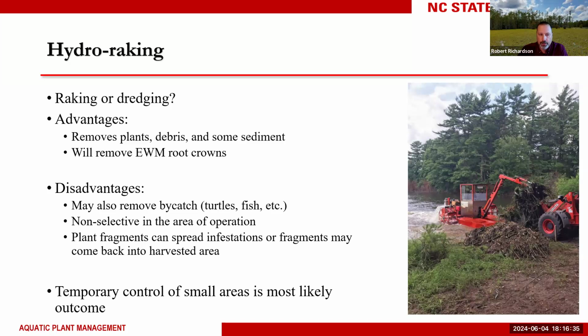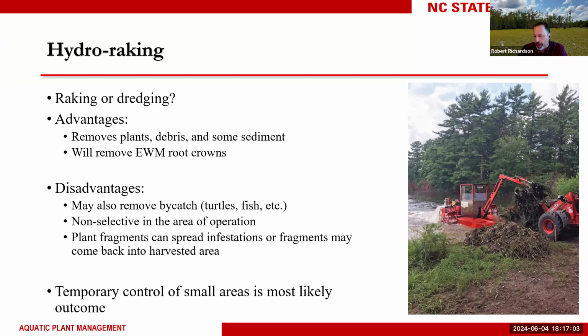So some advantages of this is that you're removing the plants, you're removing debris, and you're removing some sediment. So because you're removing that top layer of sediment, you're also going to be pulling out the Eurasian water milfoil root crowns. So you are getting those. Disadvantages is going to be whatever bycatch you have in there, turtles, fish, macroinvertebrates, whatever. Those are getting pulled out as well. Native plants get pulled out. So it's going to be non-selective, again, in that area of operation.